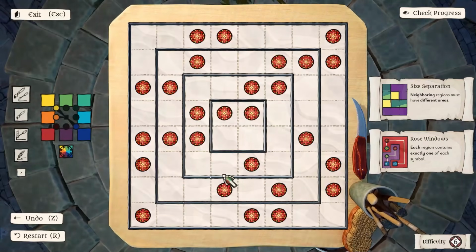Let's do this one first. Size separation rows windows. Interesting. So we have a 1 and a 3 in the middle. We have a 1 and a 3 in the middle. That's probably going to propagate out in some way, because it can't be 2s.